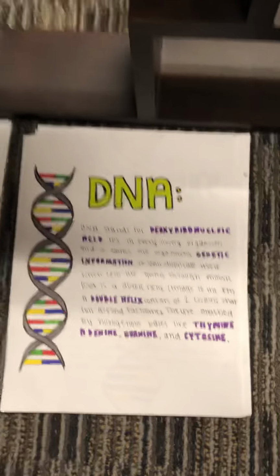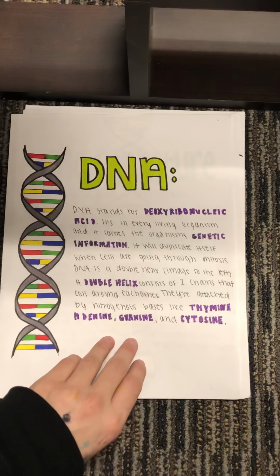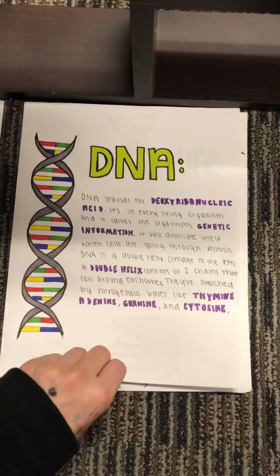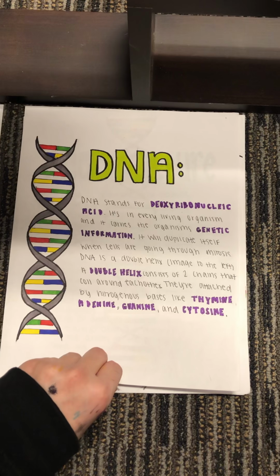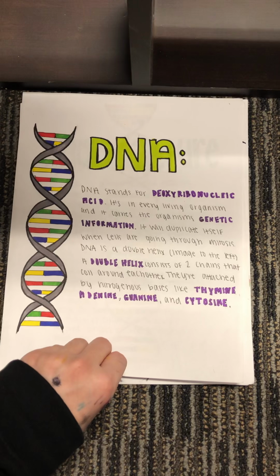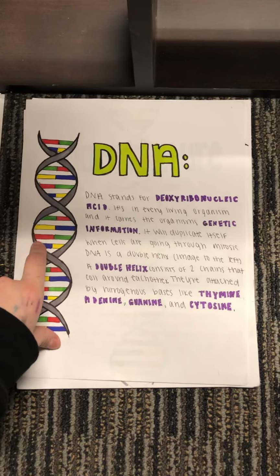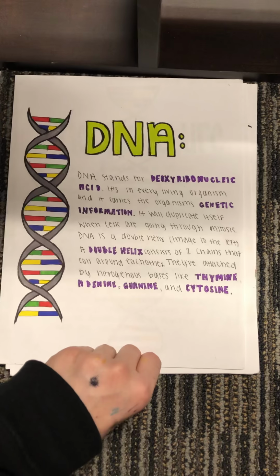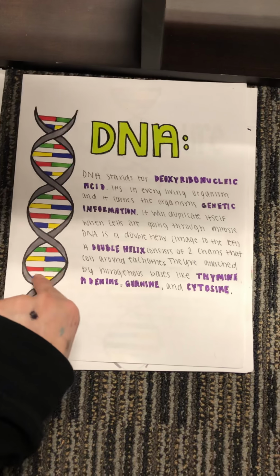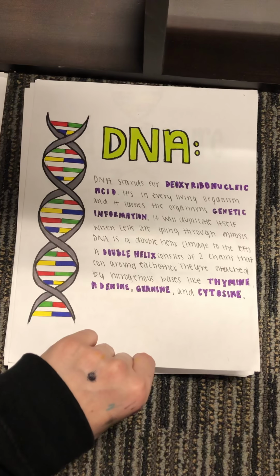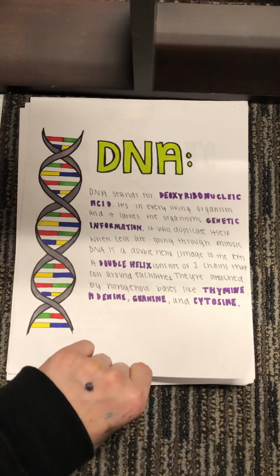So to get some background information, DNA. DNA stands for deoxyribonucleic acid. It's in every living organism, and it carries the organism's genetic information. It duplicates itself when cells are going through mitosis, and it's a double helix as shown here. A double helix consists of two chains that coil around each other, and they're attached by nitrogenous bases, which are represented by these ladders here. And the four nitrogenous bases are thymine, adenine, guanine, and cytosine.